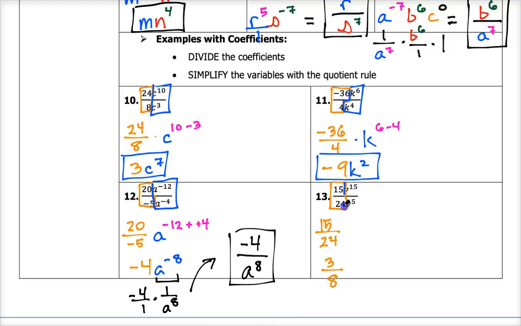And then our variables, we have v to the 15th over v to the 5th. So this becomes v to the 15 minus 5, which is v to the 10th. So we have 3/8 times v to the 10th. V to the 10th can be rewritten as v to the 10th over 1. So I can make this one whole fraction by writing this as 3 v to the 10th all over 8.